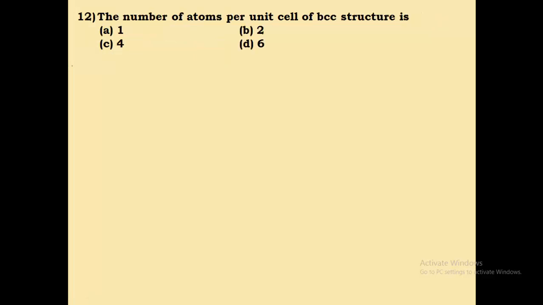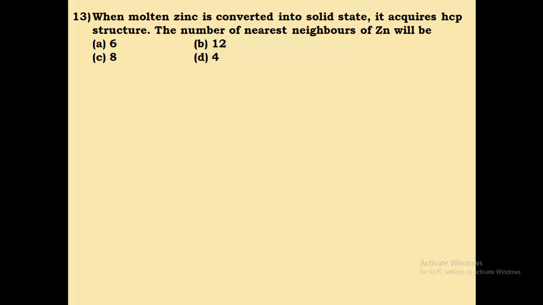Next, 12th one, the number of atoms per unit cell of BCC structure is. In synopsis, you have already studied it. The number of atoms in BCC is 2. That is 1/8 portion from 8 corners, that gives 1, and 1 atom at the center. So 1 plus 1, that gives 2 atoms. Okay, there are totally 2 atoms per unit cell of BCC structure. Option B.